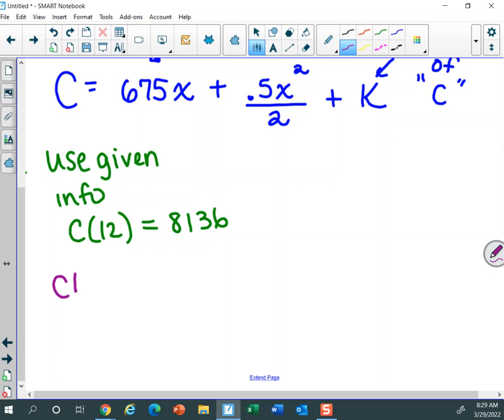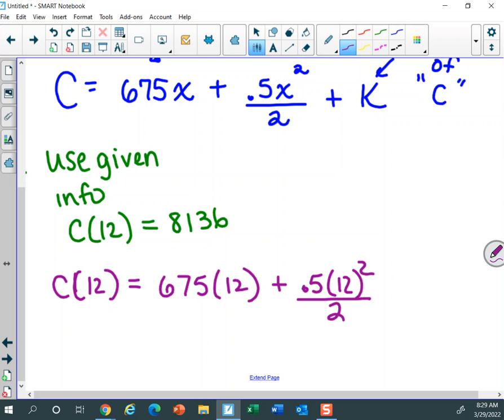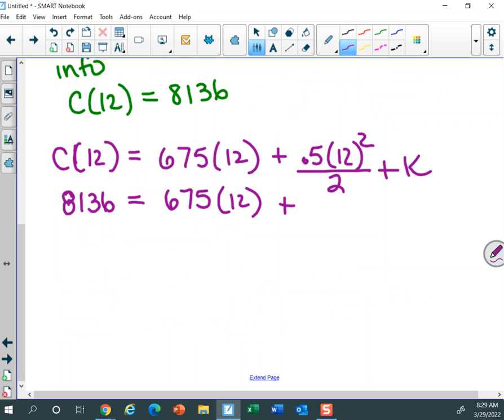So when I talk about C of 12, that's going to be 675 times 12 plus 0.5 times 12 squared divided by 2, which I should probably clean up, plus K. And that is supposed to end up at 8136. So 8136 should be the result of when I plug 12 into this equation: 0.5 times 12 squared divided by 2 plus K.